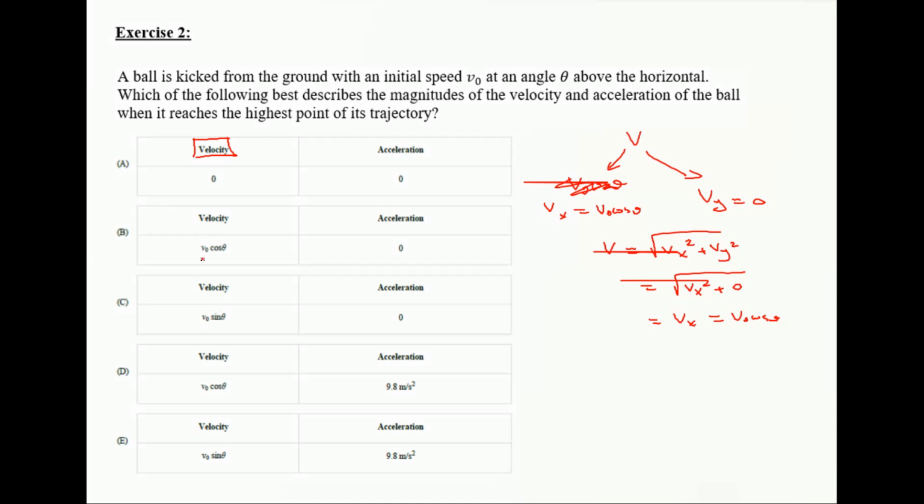which means it's either this or that, but we know that the acceleration is always turned on and it's given by 9.8 meters per second square, and then the correct answer is D.